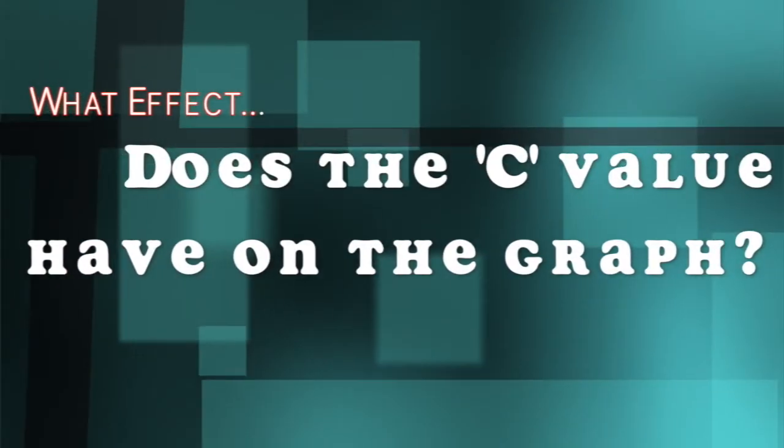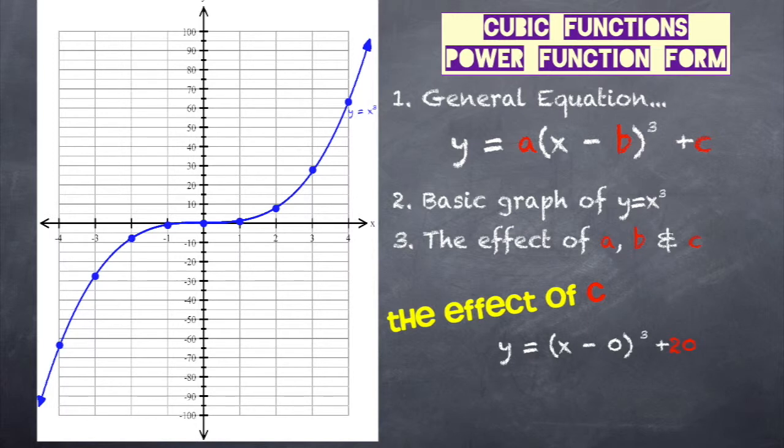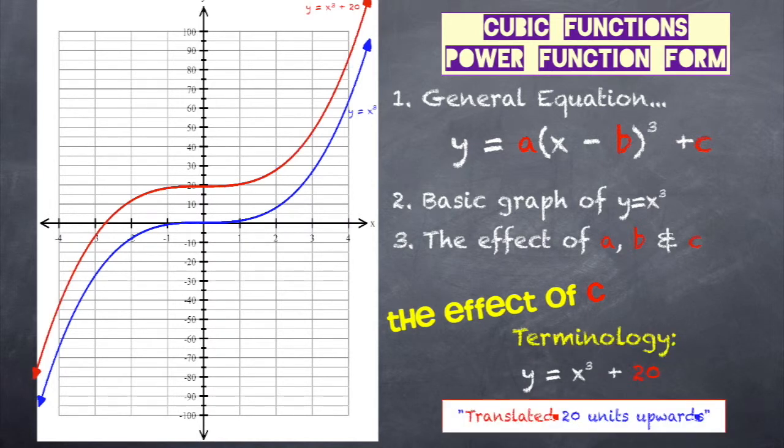Alright, so now let's have a look at what effect the c value has on the graph. So in this example, I've made my c value equal to 20, I left my a value as 1 and my b value as 0. When simplified, this gets me y equals x cubed plus 20. Now if we have a look at the graph now, what you can see is that all of the dots move up 20 units. This means that my point of inflection would now be at the coordinates (0, 20), and we say that this function has been translated 20 units upwards.